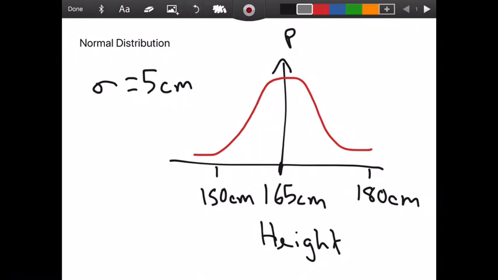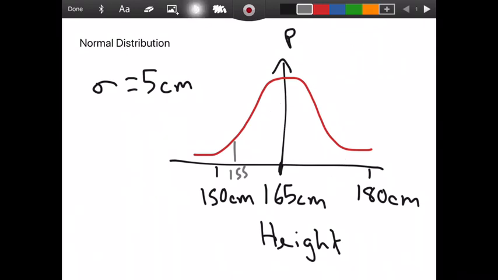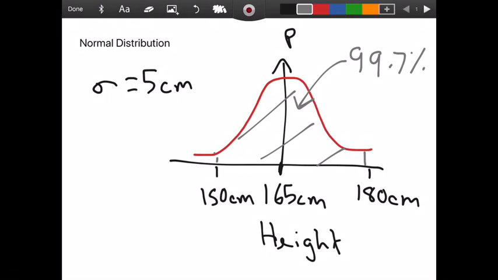It would also mean that between 155 and 175 centimeters, we would have 95% of our people. So 95% of people are within 2 standard deviations of the mean. And then within 3 standard deviations, so from 150 to 180 centimeters, that's going to be 99.7% of people. So nearly all people will lie within 3 standard deviations of the mean.